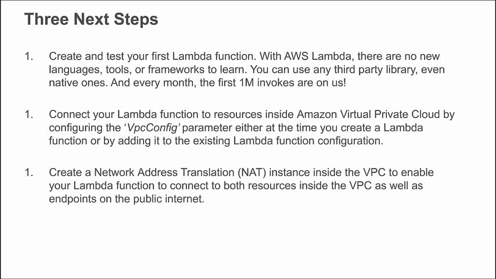The next thing to do is to connect your Lambda function to resources inside an Amazon Virtual Private Cloud by adding the VPC config parameter, either at the time of creating the function or by updating the function configuration of an existing function. And of course, we do encourage you to try out creating the network address translation or a NAT instance inside the VPC to enable your Lambda function to connect to both resources inside the VPC as well as endpoints on the public internet.